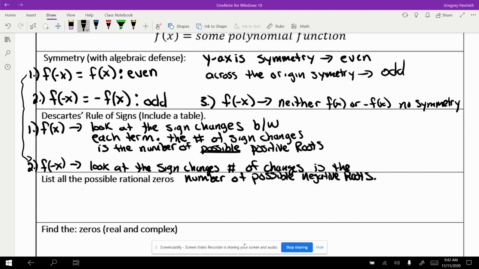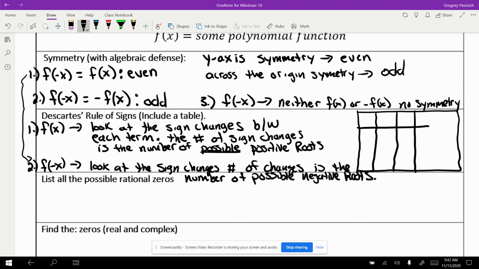Okay, and what we're going to do is we're going to create a table when we do this, and it's going to look something like this. We're going to have possible positive roots, negative roots, imaginary, and our total number of roots. And then we're going to have cases. So these are going to be possibility 1, possibility 2, and possibility 3. Okay, and we'll talk about that when we go over the problem.